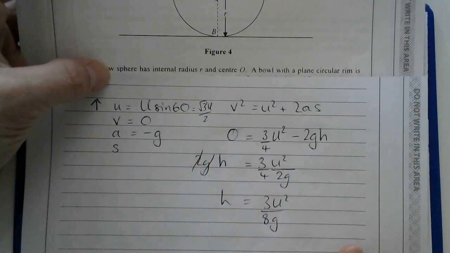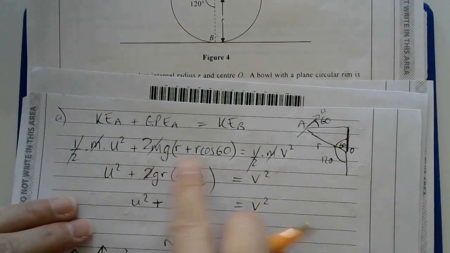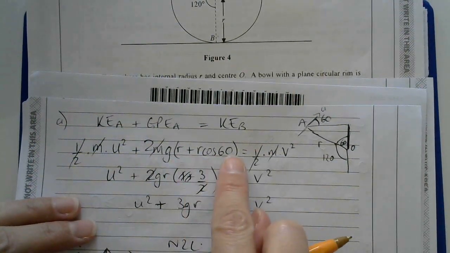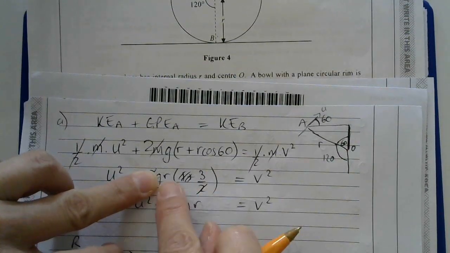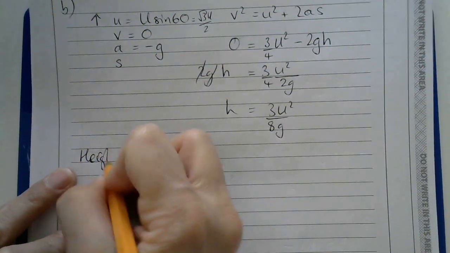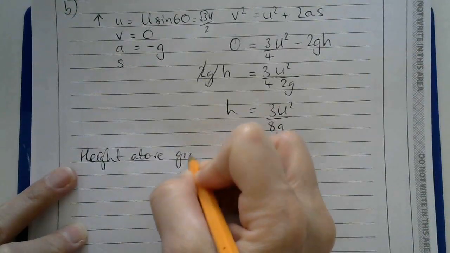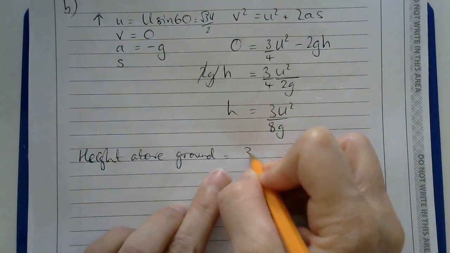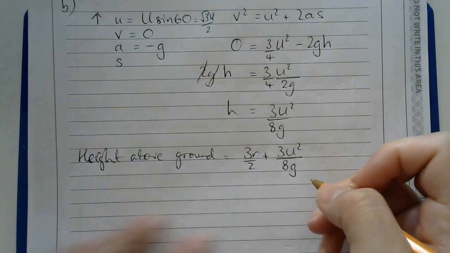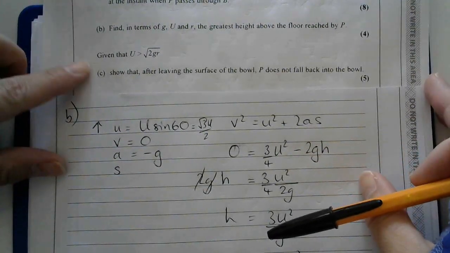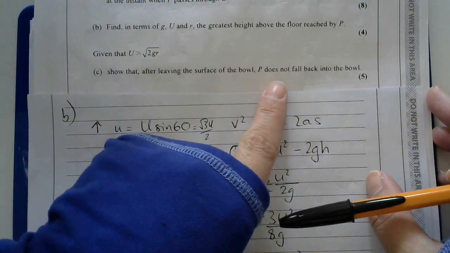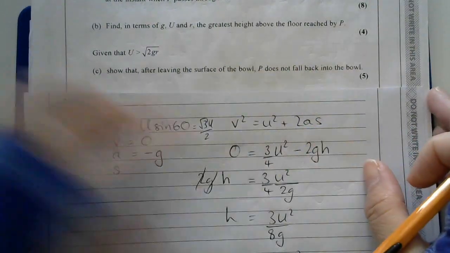Now I can cheat a bit because I already worked out what the h was here, and so I found out that it was r plus r cos 60, which turned out to be 3 halves r. So I've got height above ground will therefore be 3r over 2 plus 3u squared over 8g. So that answer for part B is worth 4 marks, and now I'm given that u is greater than this thing. Show that after leaving the surface of the bowl, P does not fall back into the bowl.